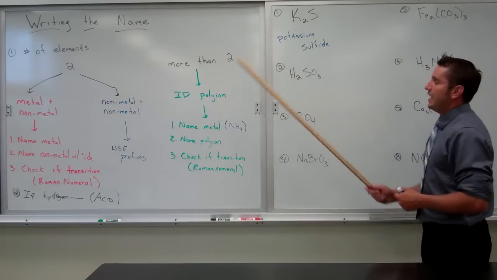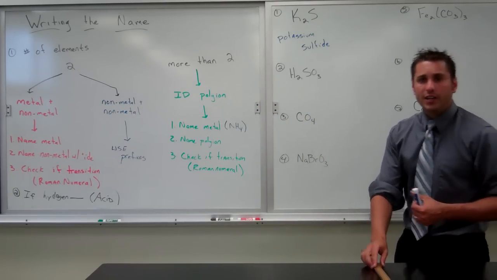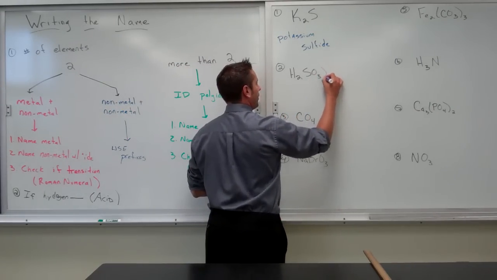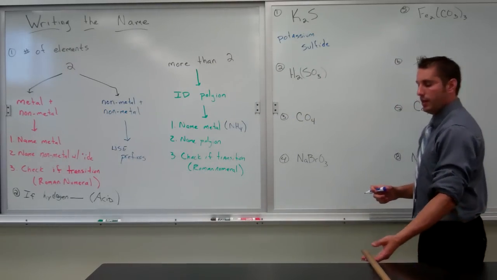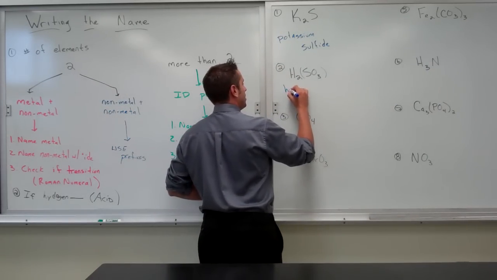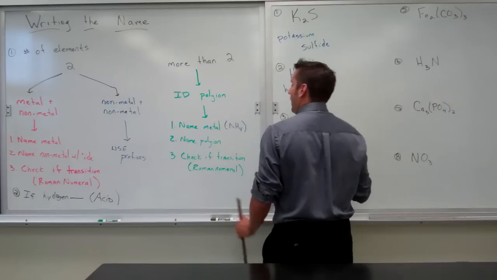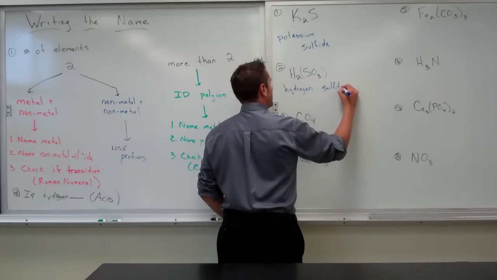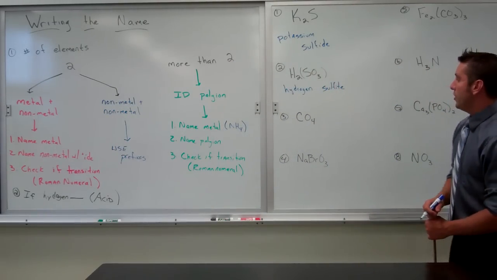Moving on to number 2, H2SO3. Obviously, we have H, S, and O, so that's more than 2 elements. We want to ID the polyion, and most often, the polyion will be the non-metal part. So SO3 is my polyion. Then I name my metal, and H in this case behaves like our metal, so it's hydrogen. Then we name the polyion, which is sulfite. The H is not a transition metal, so no Roman numerals.